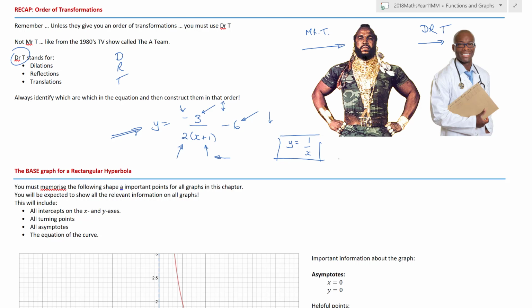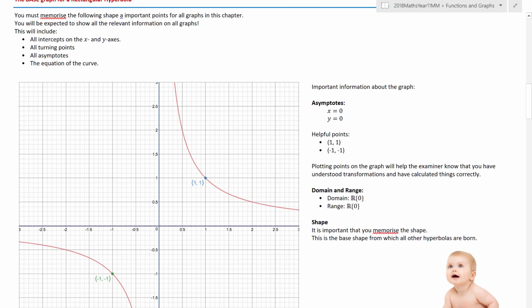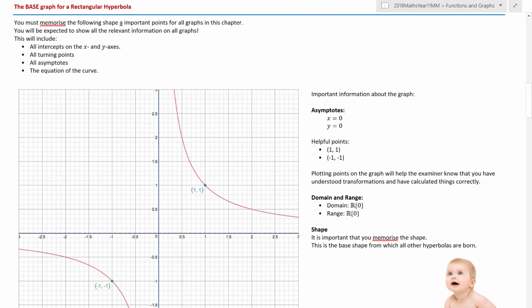All right, so with all of the rest of the work that we're going to do, you need to make sure that it's Dr. T. Here's the base graph. So we've talked about the formula. Now let's have a look at what it actually looks like, right? And I would absolutely state that you should memorize this. It is so, so important, right? For all graphs, you must be able to show x and y axes or intercepts on the x and y axes, any turning points, all asymptotes, and right on there the equation of the curve.